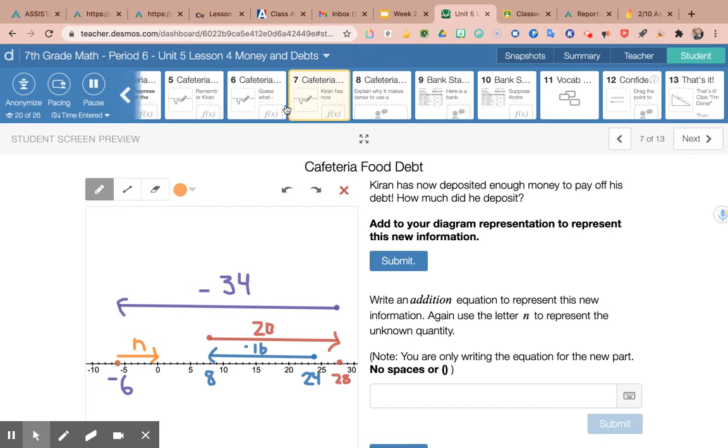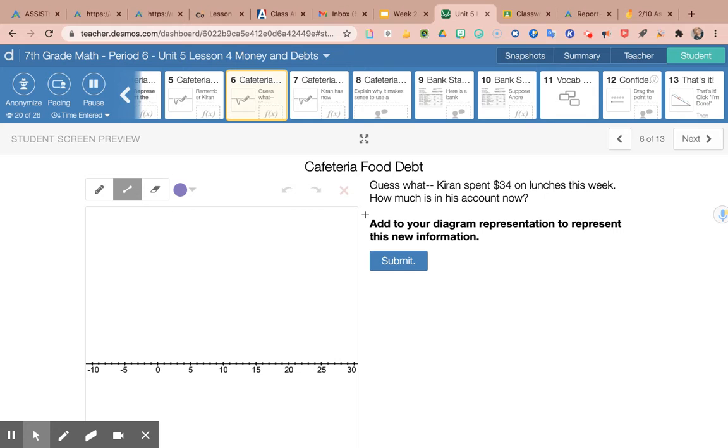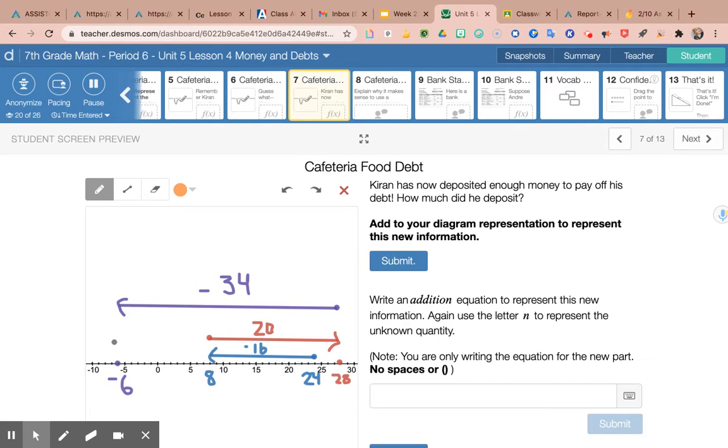I'm going to start on number 7 because we did all the other ones on the other video. So you'll click next until you get to 7. It says, Kieran has now deposited enough money to pay off his debt. How much did he deposit? So if you remember back from slide 6, Kieran's balance was negative $6. He owed $6. So my arrow is going to start at the negative 6.